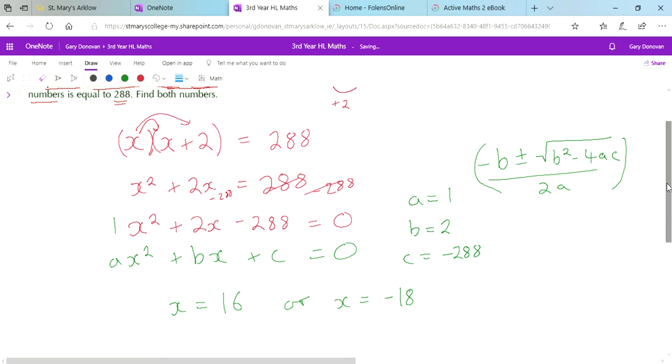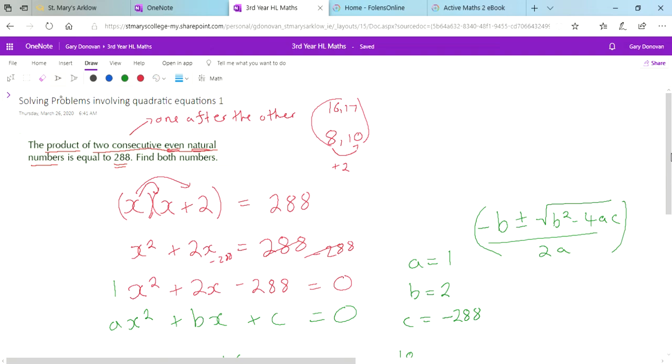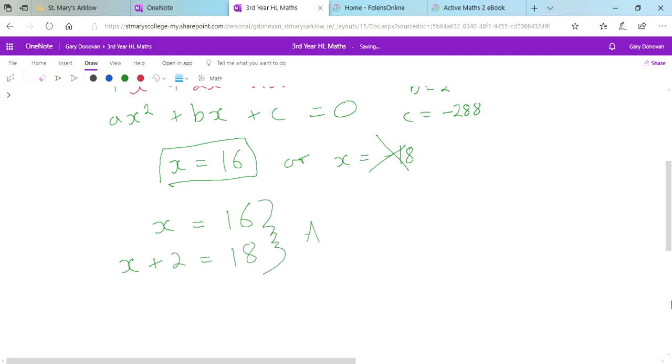Now, this is where reading the question is really, really important. In the question, it told us that they are natural numbers. So even though we have two possible values of x, and both of these values will work, the answer that we're looking for is x equals 16, because minus 18 is not a natural number. So our answers are, the two numbers are x, which is 16, and x plus 2, which is 18. So that is our answer.